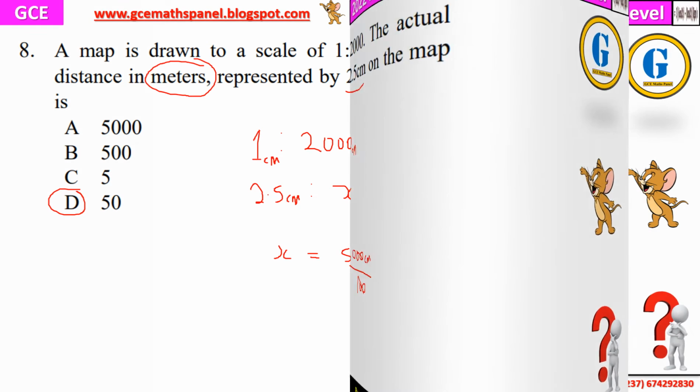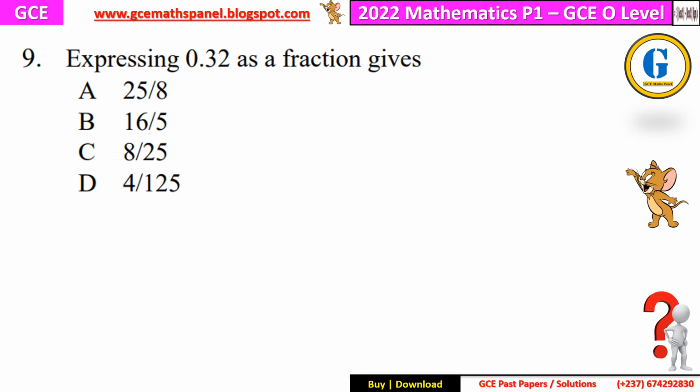Question 9. Expressing 0.32 as a fraction gives? So 0.32 is just the same as 32 on 100, right? Why on 100? Because there are two decimal places after the decimal point. So we replace those two decimal places by 2 zeros, and that's why we have 32 on 100. And here we have 4, 8 times 4, and 4 into 100 is 25 times, and we can no more simplify. So this will give us 8 on 25.